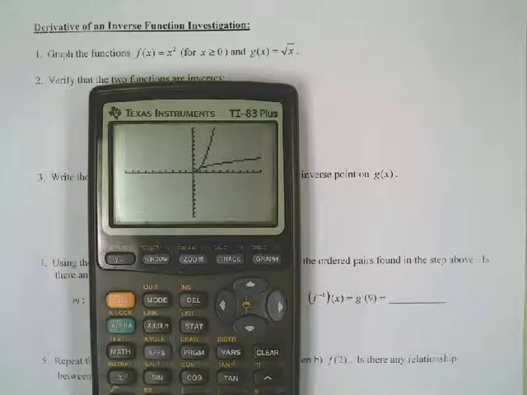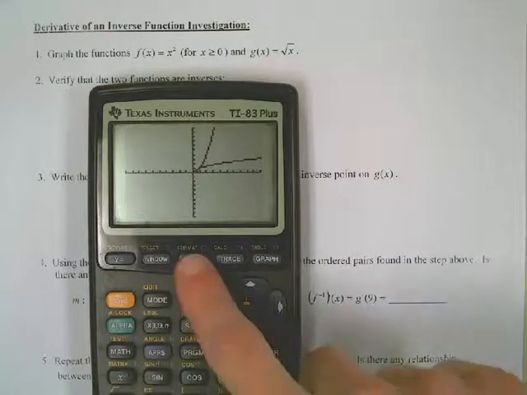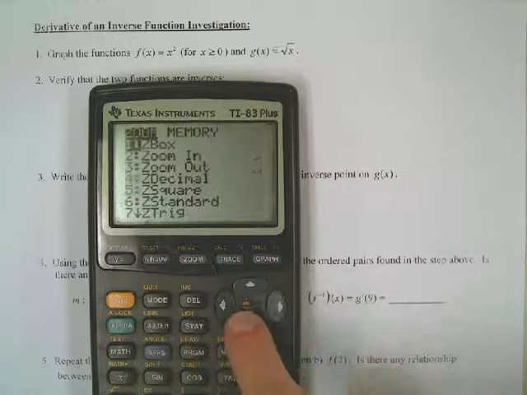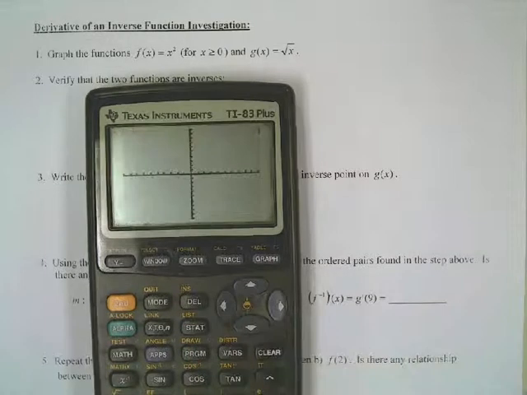Mr. Wood, can you show me how to change the window? Yes. How to adjust it, you mean? The standard viewing window, if you just press zoom and then 6, gets you to the standard viewing window. Okay, so I'll help you in a little bit. Leave your y equals for 1 more second.